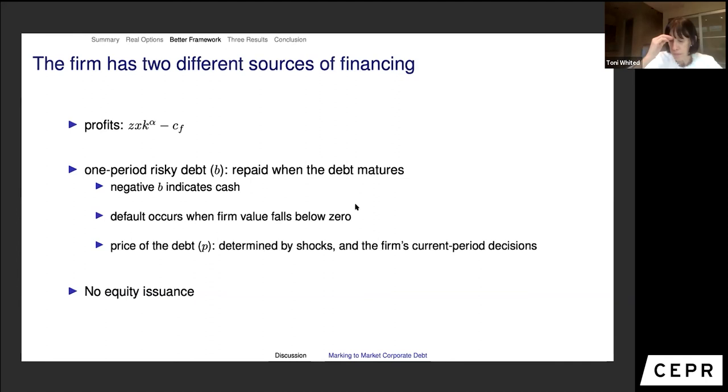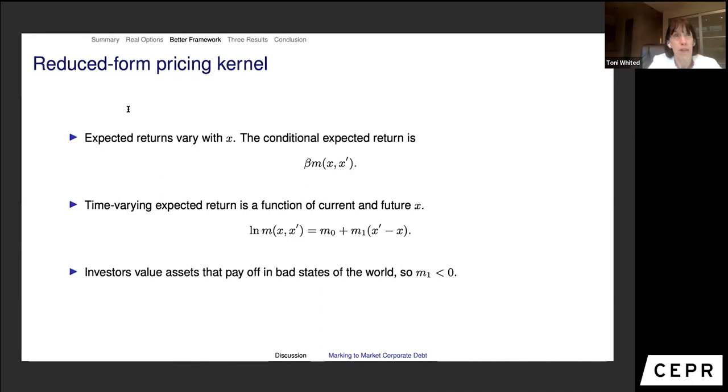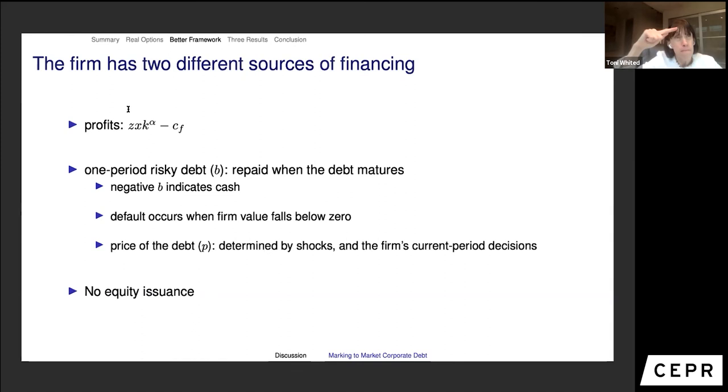And then the price of debt, which in these models is usually Q, and I couldn't use Q twice because that would be ridiculous. So the price, called P, is determined by shocks and the firm's current period decisions, and then make equity issuance go away because it sort of doesn't matter in these models anyway. So what would this model give you so far? It would give you default predictions and investment cash flow predictions. And there's a difference between book debt, B, and market debt, P.